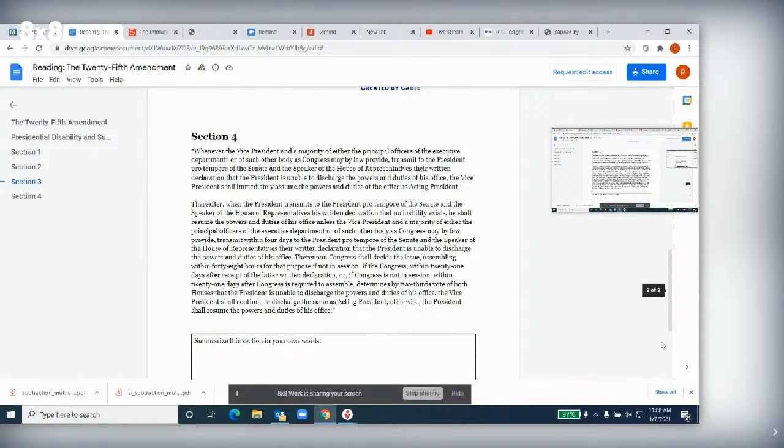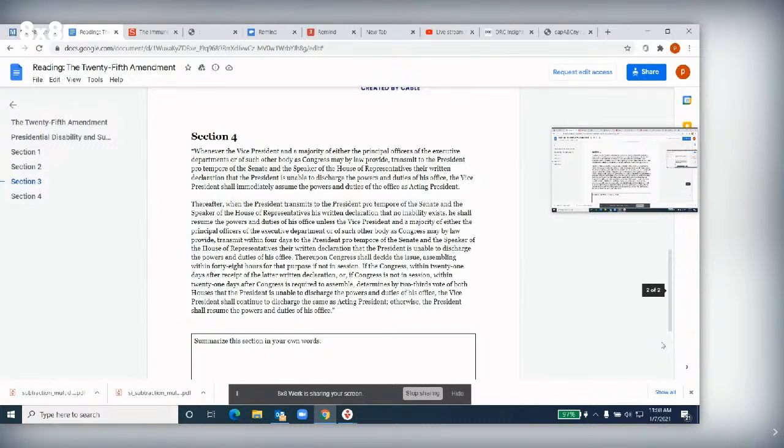It says thereafter, when the president transmits to the president pro tempore of the Senate and the Speaker of the House of Representatives his written declaration that no inability exists, he shall resume the powers and duties of his office unless the vice president and a majority of either the principal officers of the executive departments, or such other body as Congress may by law provide, transmit within 4 days to the president pro tempore of the Senate and the Speaker of the House of Representatives their written declaration that the president is unable to discharge the powers and duties of his office.